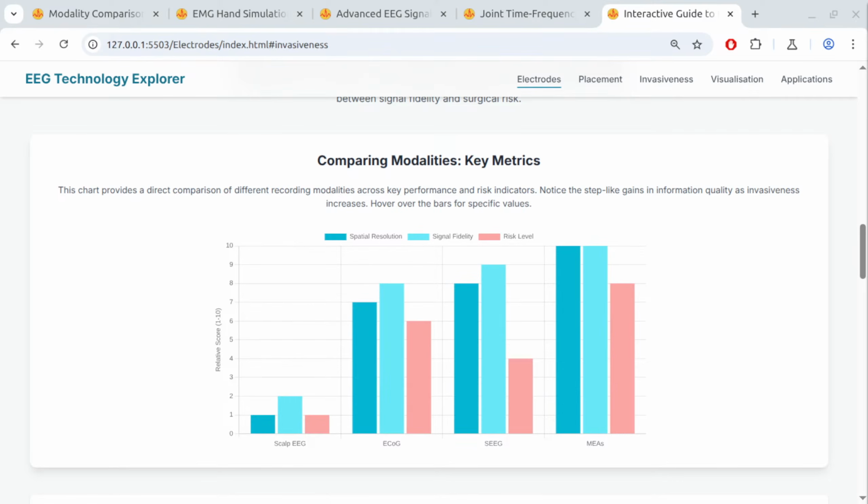But now, let's go all the way. Fully invasive, penetrating the brain itself. This is where things get really targeted. First, stereoelectroencephalography, or SEEG. This is really the modern standard for invasive deep brain recording, particularly in epilepsy investigations. Stereo EEG sounds precise. How does it work?